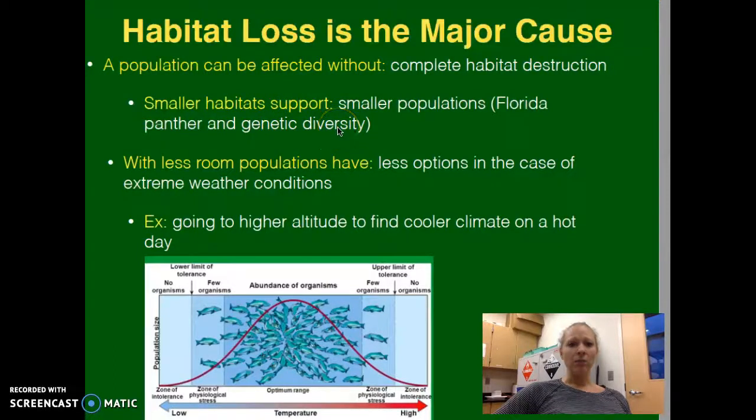It has bottlenecked. And so you're going to have long-term effects there. So we haven't completely just removed all of their habitat. However, it does still have effects. And so populations that have less room are going to have less options.